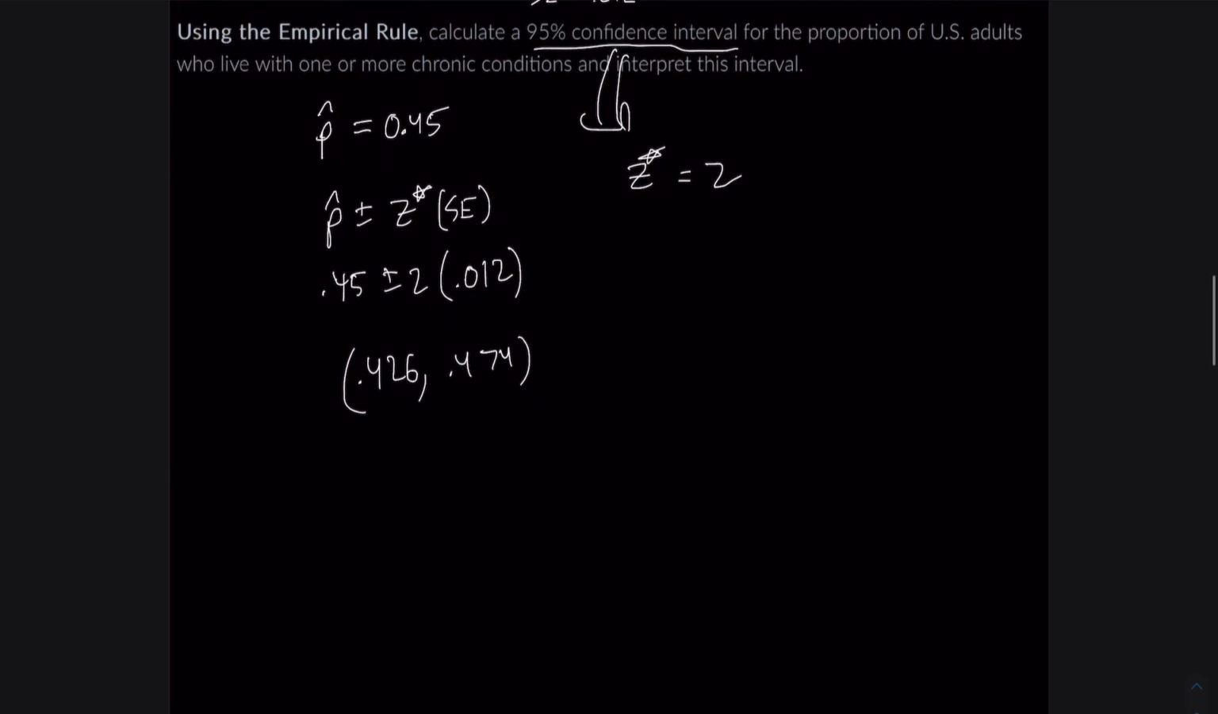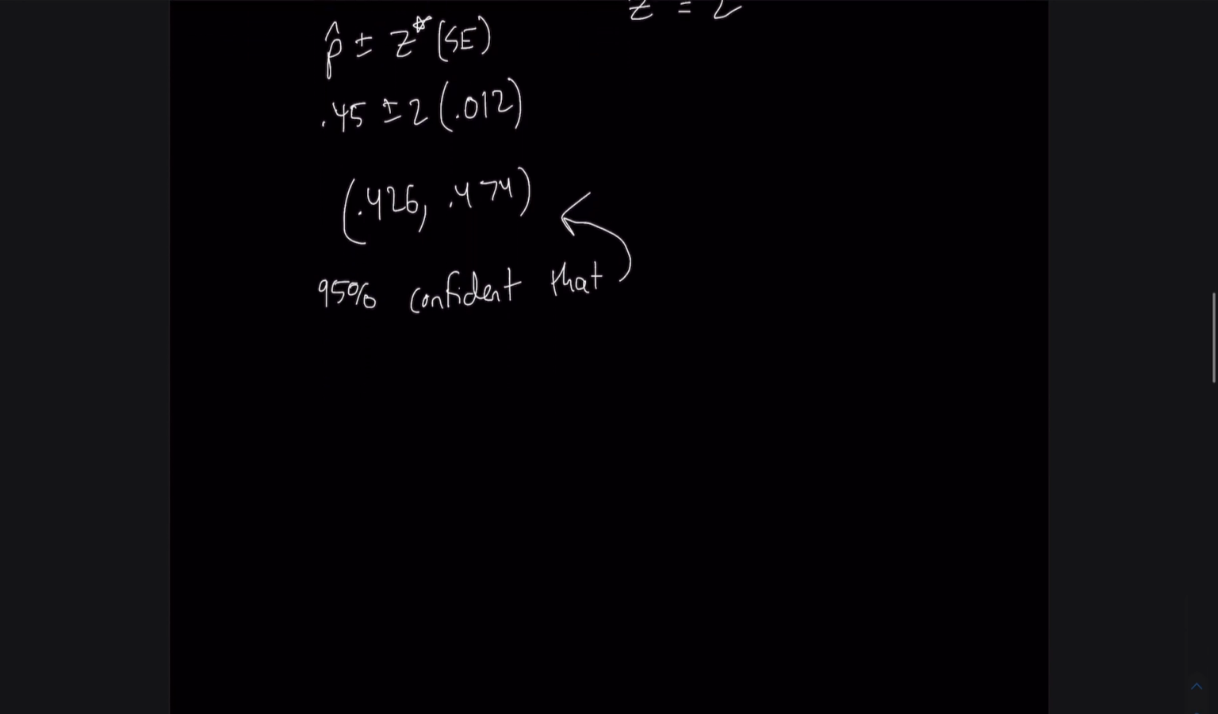So when it says interpret this interval, it's basically asking for 95% confident that between these two values, so 95% confident that the percent of U.S. adults that live with one or more chronic conditions is this. So 95% confident that that is the real proportion of U.S. adults that live with chronic conditions. All right.